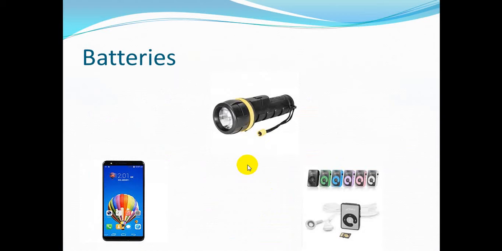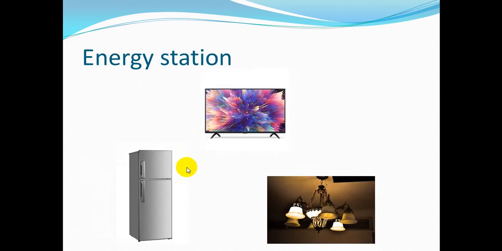But how can we use it? The batteries, we can use in the flashlight, cell phone, MP3 player, and so on. What about the energy station? We can use the electric current from the energy station to turn on TV, refrigerators, the lights in our homes, etc.